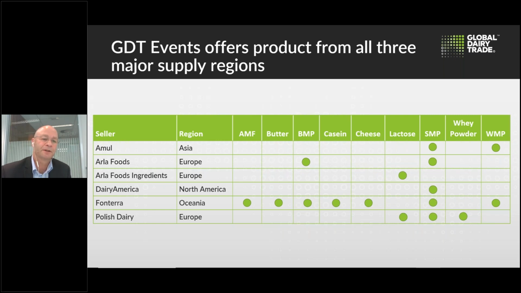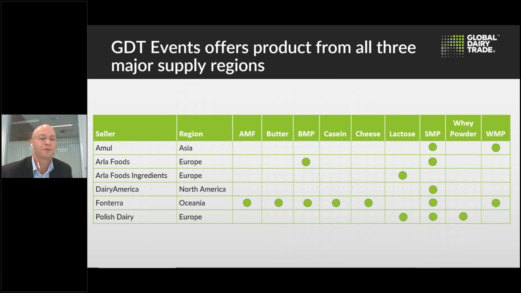So AFI specialises in lactose and whey products, and for some time now AFI have been selling lactose on GDT Events. And then, of course, from North America, we have Dairy America, who in fact were our very first external seller on the platform other than Fonterra, and then they recently rejoined our platform in July last year and are selling skim milk powder on a consistent basis.